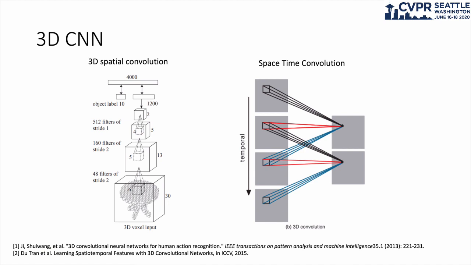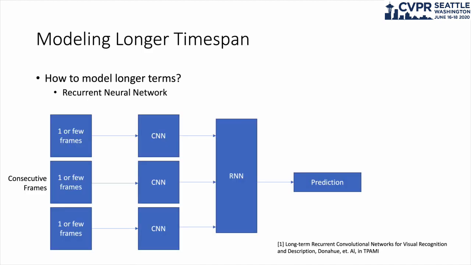With these methods for modeling snippet-level information, it is natural to ask, can we model a longer timespan? Because a video does not contain only one or few frames, it can contain hundreds or thousands of frames, and we want to model the information in the whole video instead of the single snippets.